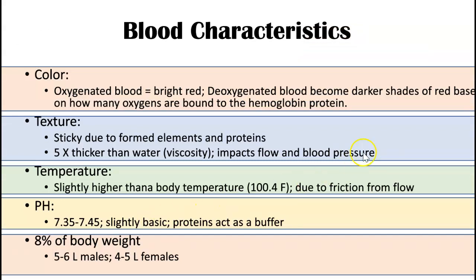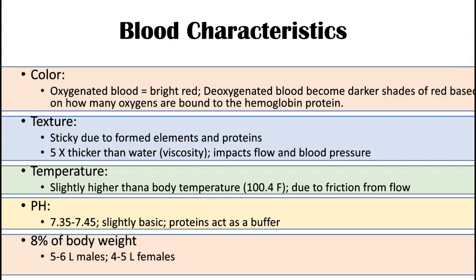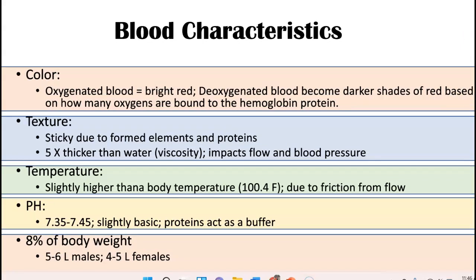Now, some general characteristics of blood outside of its components are going to be that blood is bright red if it's oxygenated. This has to do with the hemoglobin protein, which is going to pick up and carry oxygen. So when it is fully saturated with oxygen, it gives blood a very bright red color. Deoxygenated blood becomes darker shades of red based on how saturated that hemoglobin is. So as the hemoglobin drops off oxygen, it becomes darker and darker and darker.